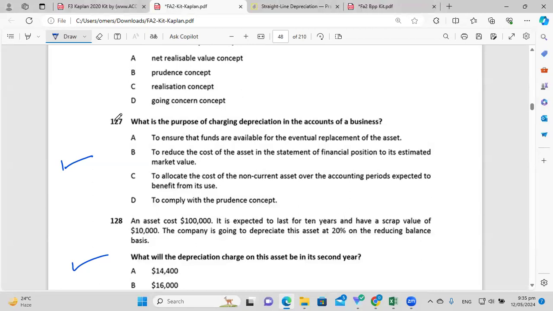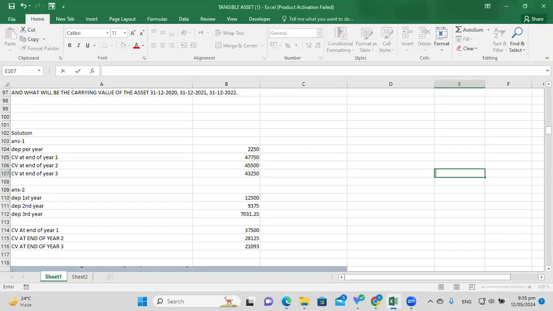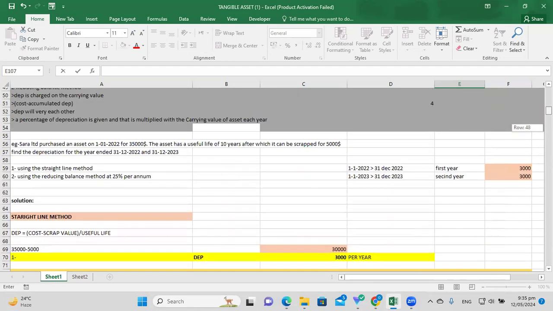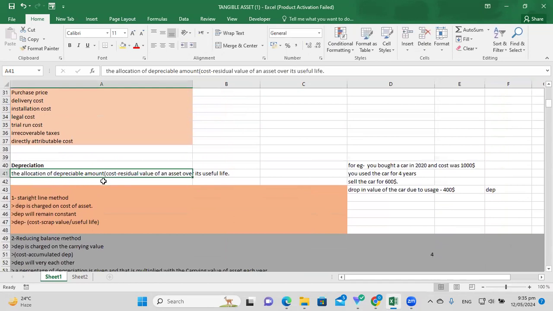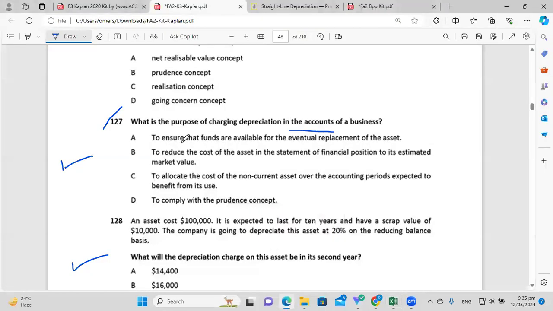Okay. So in this question number 127, what is the purpose of charging depreciation in accounts of business? So basically they are asking what is the purpose of charging the depreciation, right? Here we learned the definition of depreciation. If you read this, it is the allocation of depreciable amount over its useful life, right? So what can be the answer here? If you read option number A, that's absolutely not the answer. It's not really about funds available or something like that. We didn't study like that, right?